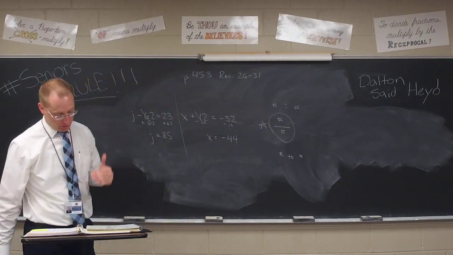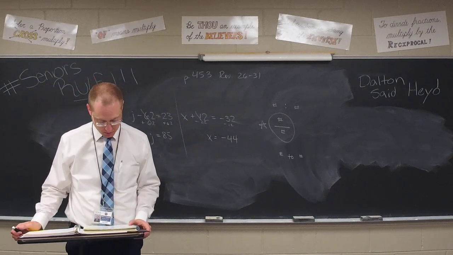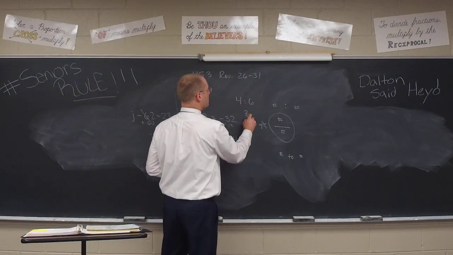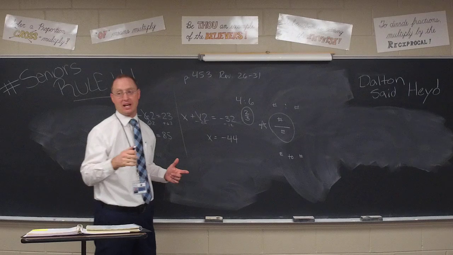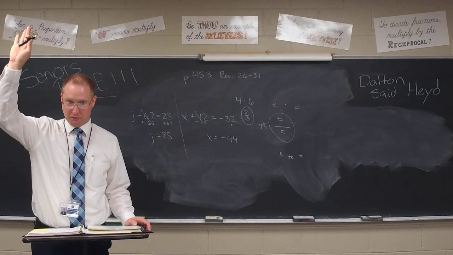What was your answer then for number 28, the ratio of t-shirts to pairs of shoes? Kirsten? 2 to 3. Good. Now notice she didn't say 4 to 6. She said 2 to 3. Why 2 to 3? Because class, we always reduce our ratios. How many also had 2 to 3 for number 28?